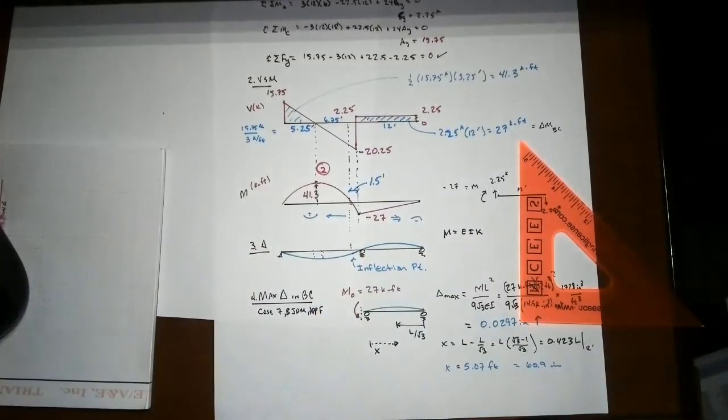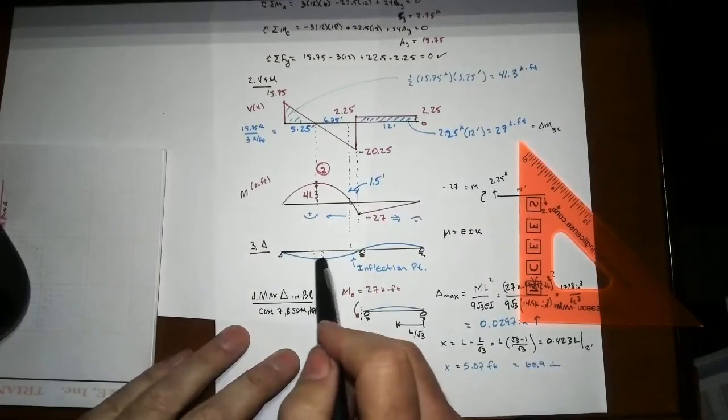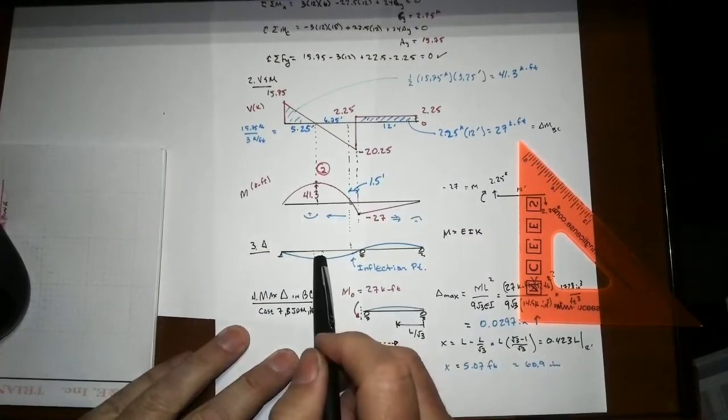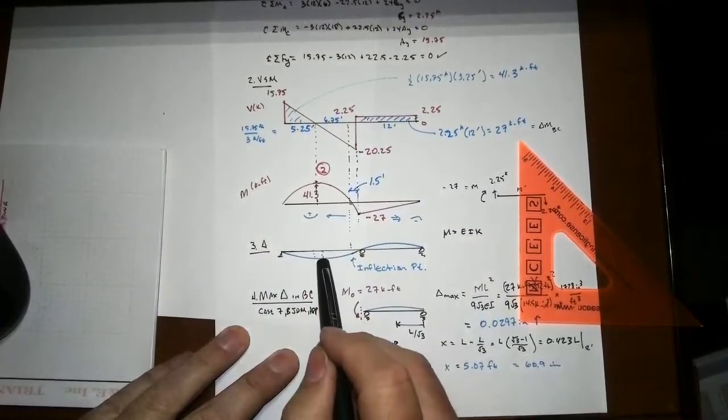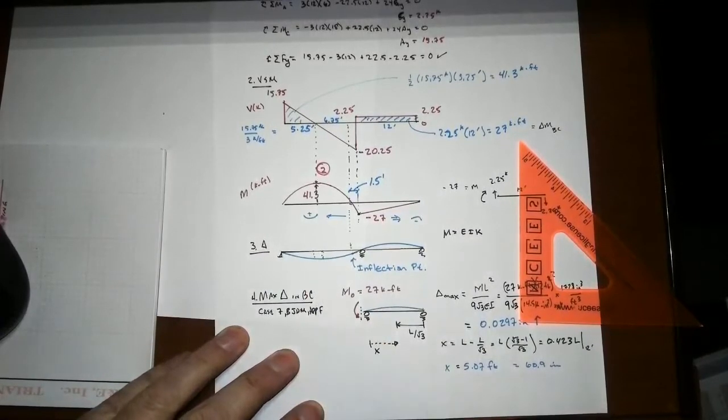So wait a minute, what? How the heck would I have found that? You'd have to go in and figure out where the slope is exactly 0, and that's not going to be under the load, or under the maximum moment, I'm sorry, and it's not going to be at the midpoint of the beam. It's going to end up somewhere in between.